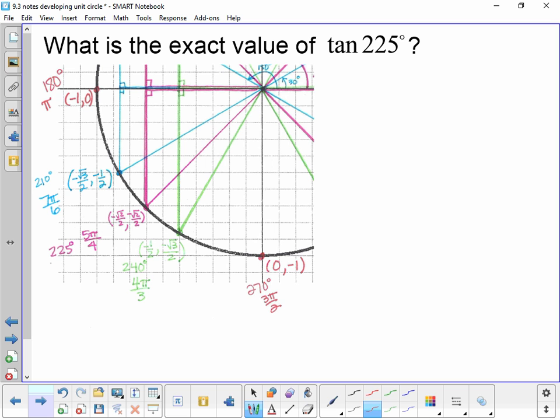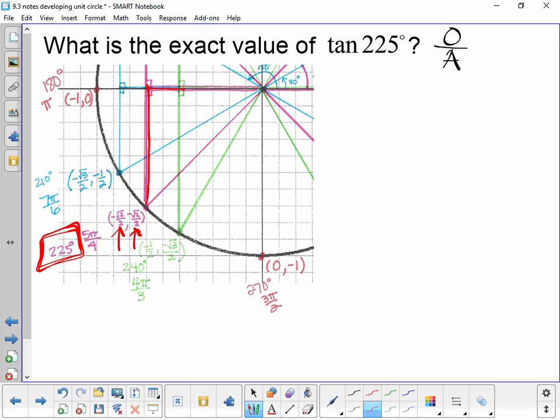Okay, we're going to look at some tangents now. Tangents are quite a bit trickier for a lot of people because they don't involve the hypotenuse. Tangent is the ratio of the opposite over the adjacent. The first one we're looking at is 225 degrees. That is located right here. So 225 degrees, we're going to use these two coordinates.